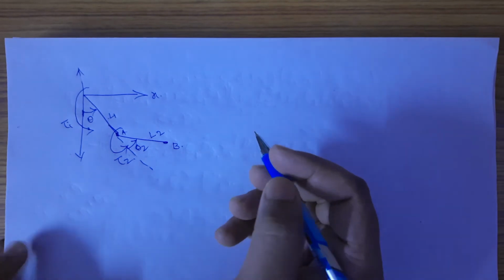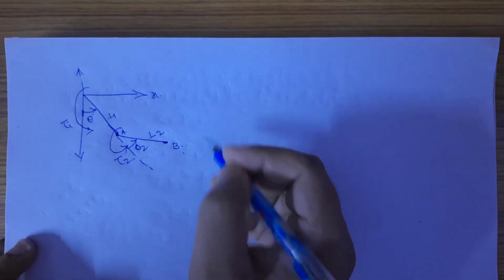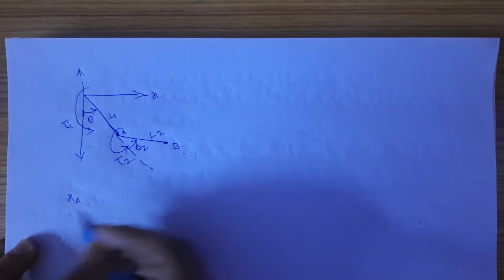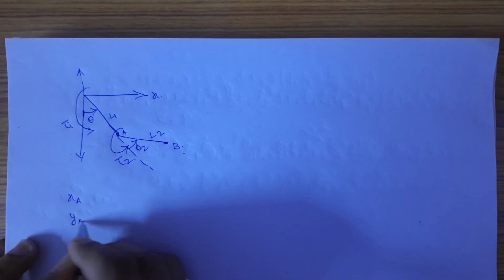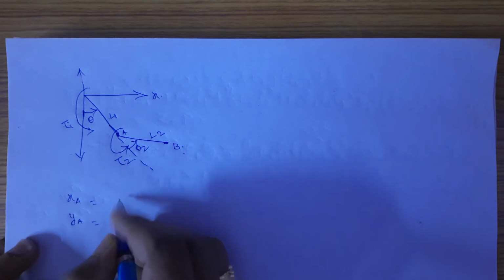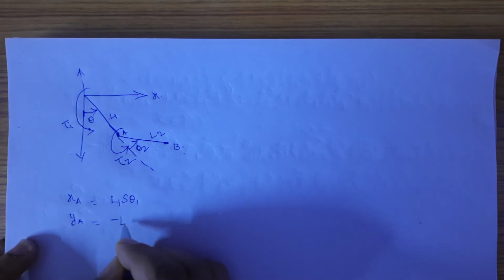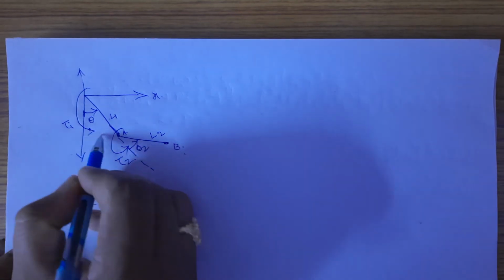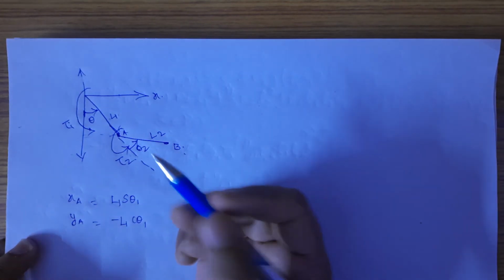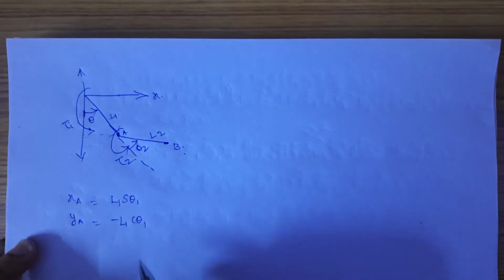So the first thing that we have to do is write the coordinates of A and the coordinates of B. The coordinates x A and y A: you will be getting the coordinates like this, L1 sin theta 1 and minus L1 cos theta 1. Okay, so this will be sine and this will be cos, because you are having theta here. So L1 sin theta 1 and, because it is in downward direction, minus L1 cos theta 1.